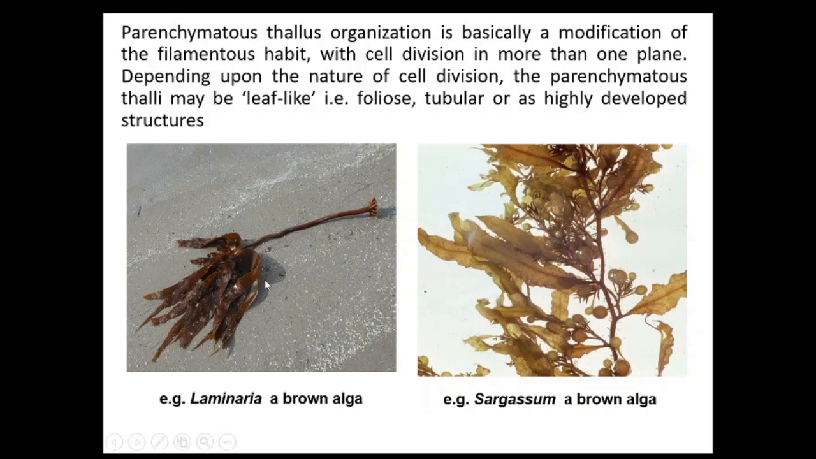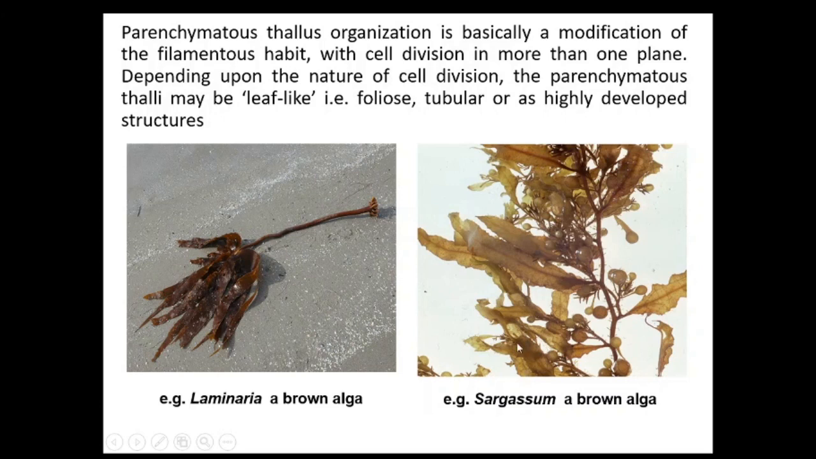So this is a photo of the seaweed Laminaria, a brown alga. You can see the plant body is differentiated into three parts. This is the basal anchoring structure, called the holdfast. This is called the stem or stipe, and these are called the blades, which remain floating in water. So Laminaria shows differentiation into root-like, stem-like and leaf-like parts. But in this case, all of these parts are composed of only one tissue, that is parenchyma.